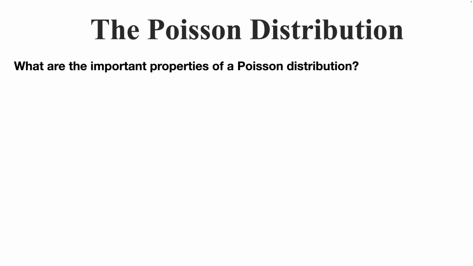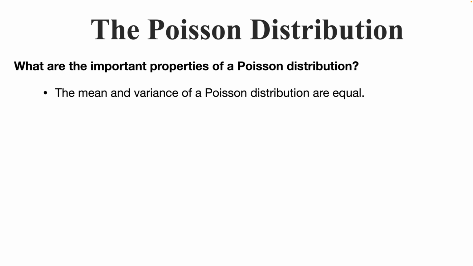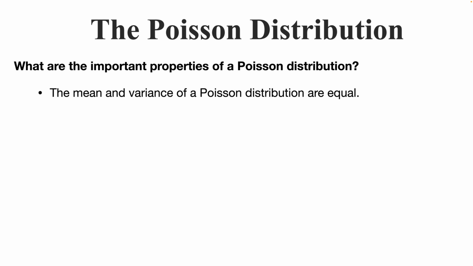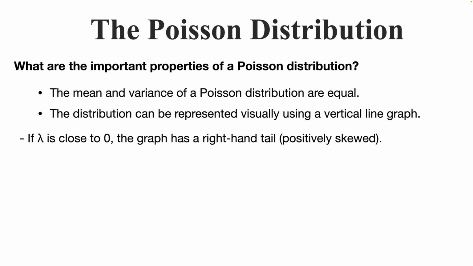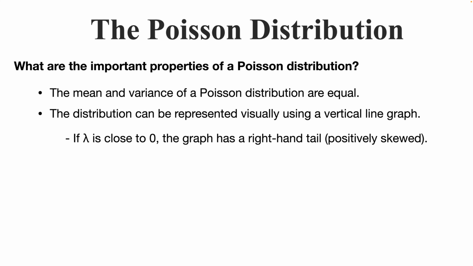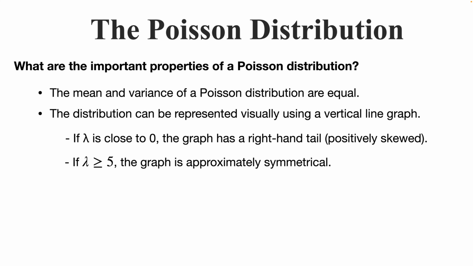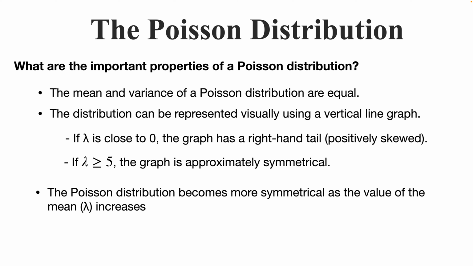What are the important properties of a Poisson distribution? The mean and the variance of a Poisson distribution are equal. The distribution can be represented visually using a vertical line graph. If lambda is close to 0, the graph has a right-hand tail, positively skewed. If lambda is bigger than or equal to 5, then the graph is approximately symmetrical. The Poisson distribution becomes more symmetrical as the value of the mean lambda increases.